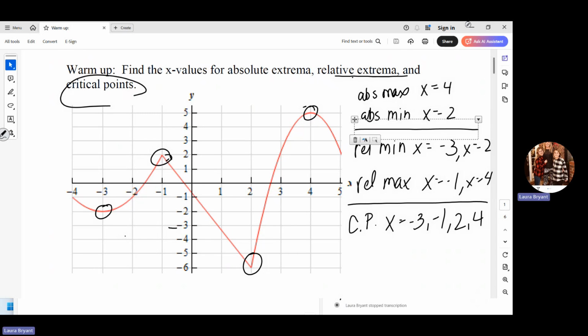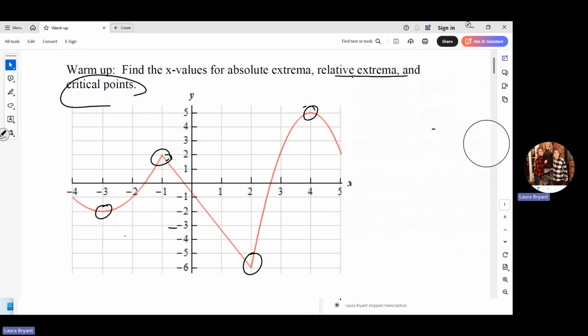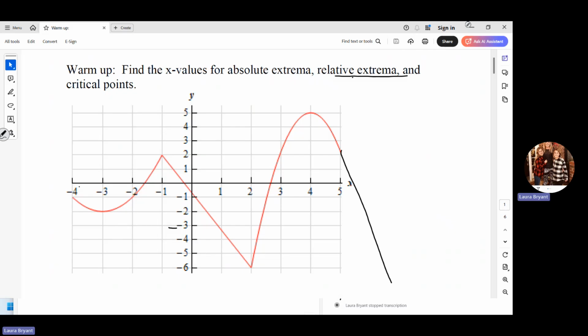And just really quick, one more thing about the endpoints, since people were asking. The reason you always include endpoints in absolute max and min is because, let's say this graph went down here and then it stopped there. This endpoint would be lower than that minimum. So your endpoint can also count as the absolute max or min. And relative extrema, they can also, but it just depends on what the directions say for the problem.